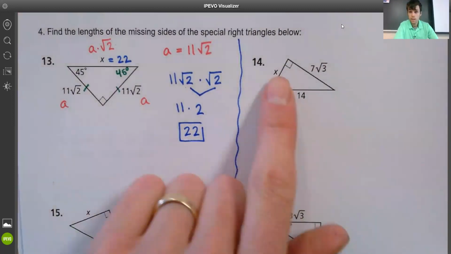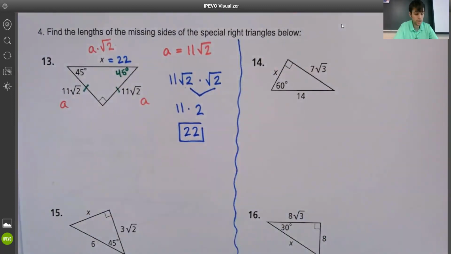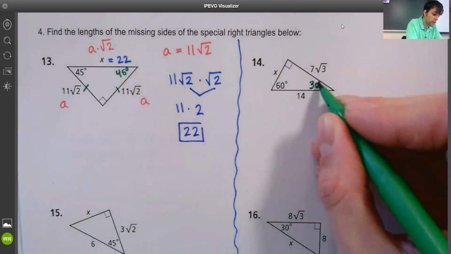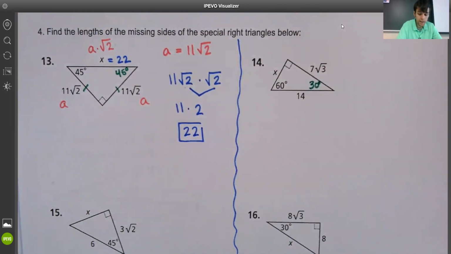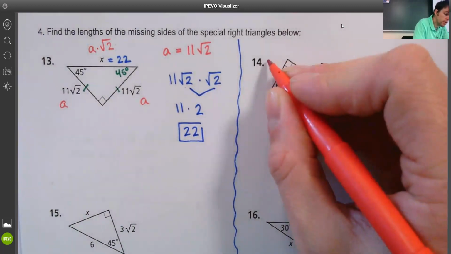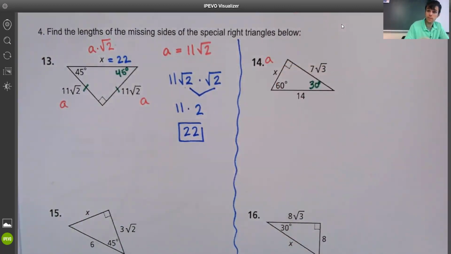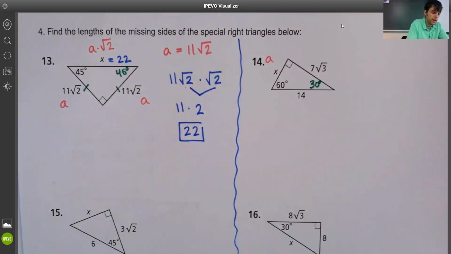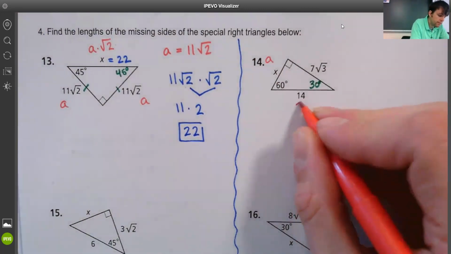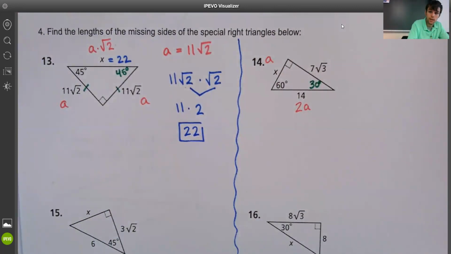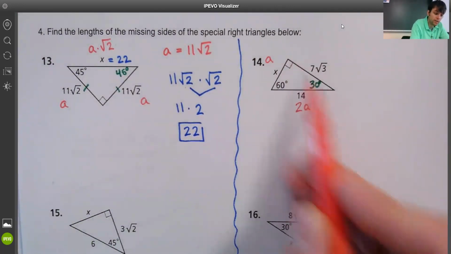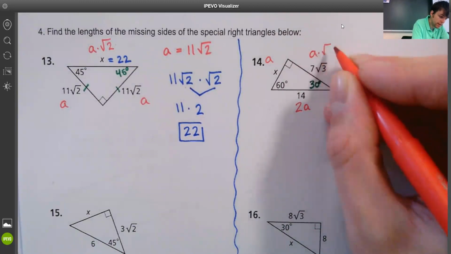All right, this next one is a slightly different triangle. This is an example of our 30, 60, 90. We have the 60, we have the 90, so the last angle has to be the 30. Again, I like labeling my sides: the A, the 2A, the A root 3. The shortest leg is always your A, the constant for our triangle. The hypotenuse is always the 2A. And the longer leg is the A times square root 3 side.